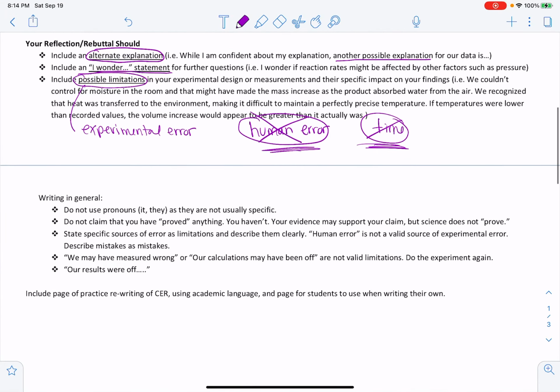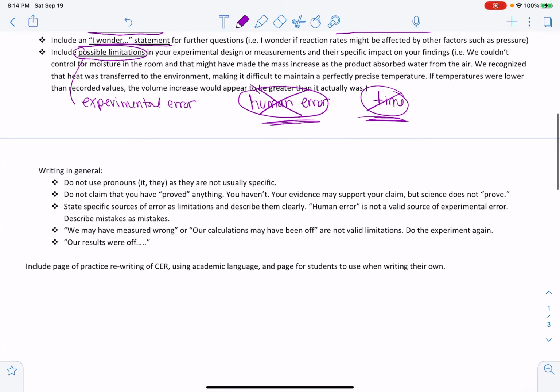So in general, in your writing, pay attention to this. Try not to use pronouns, they, it, then. So if you say, it increased because it increased, what was it? We don't know. We also don't prove anything in science. Science does not prove. Science just collects evidence to support a particular claim. If that experiment had been done with slightly different variables under slightly different conditions, yeah, you might find something very, very different. And that's why you're talking about all of those conditions, okay? Your evidence might support your claim, but you don't prove.